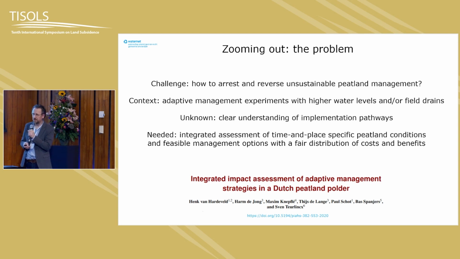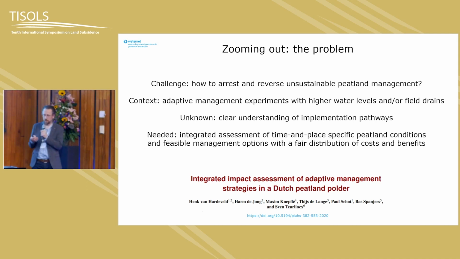Now the challenge we are facing is how to arrest and reverse unsustainable peatland management. And we address this challenge from a context of experiments with higher water levels, with field drains on peatland agriculture, experiments that have been going on in the Netherlands in the last few years. Experiments went pretty well, but what was still unknown is a clear understanding of how to implement these local experiments into large-scale real-world settings.